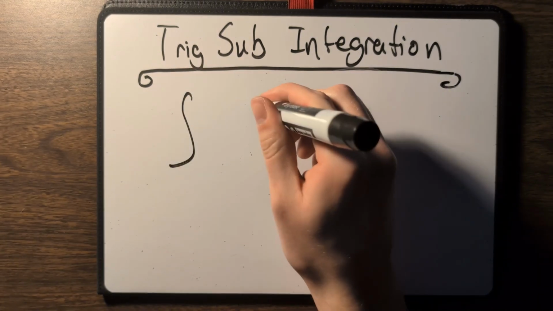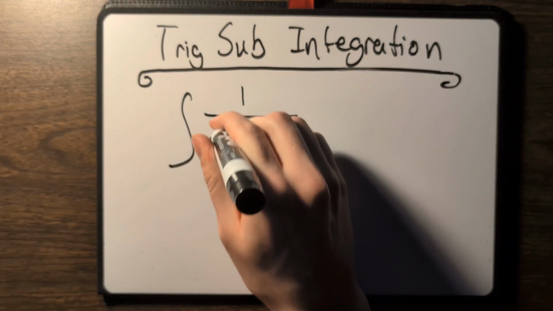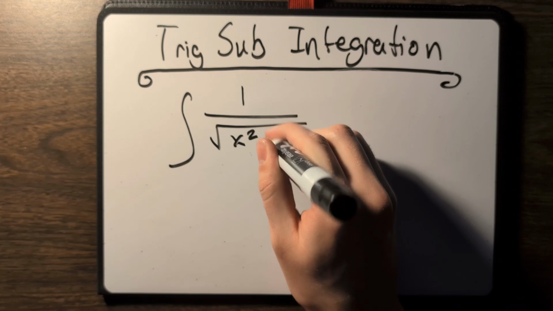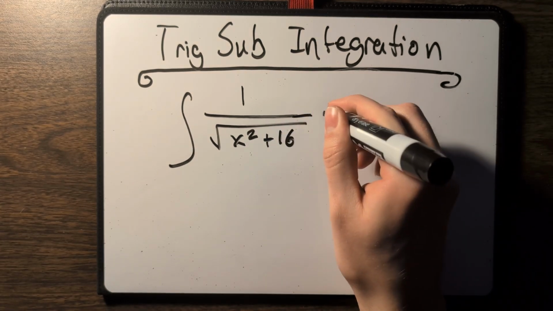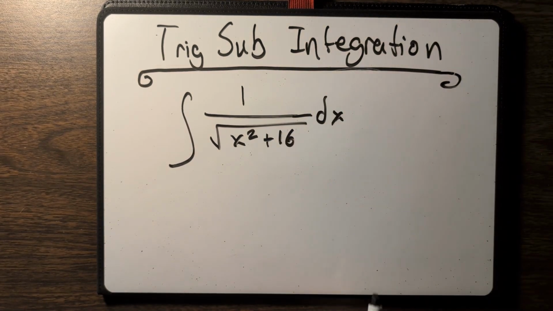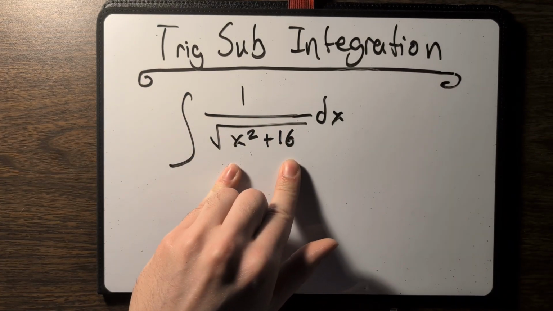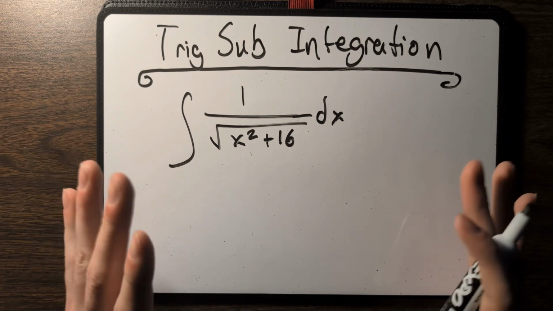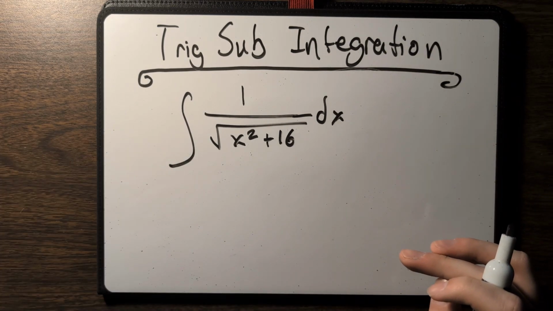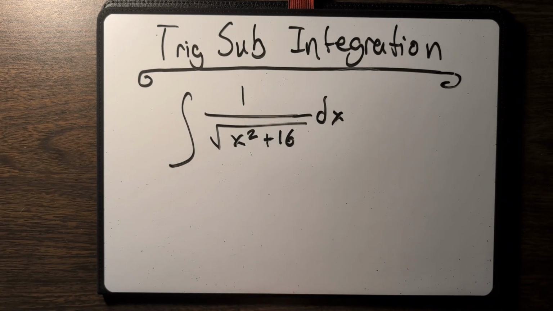So when we encounter integrals in sort of this form, something similar to this, where we have this x squared in the denominator with the square root, and we can't use u sub, we can apply a technique known as trig sub. Now, this is a lot easier to explain by example, so I'm going to start off with an example.